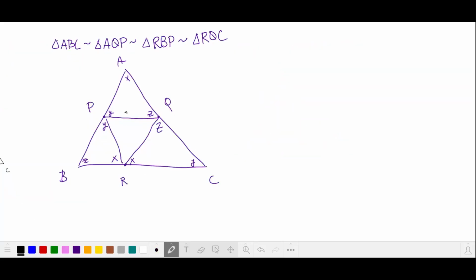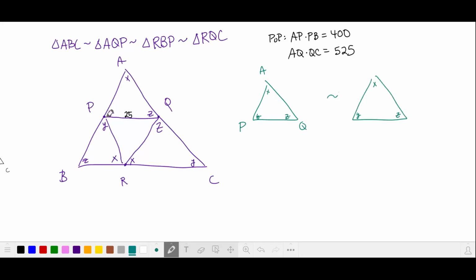From the problem statement, we already have that this length is 25. And from our earlier power of a point, we have these products. Since we have AP and PB in our first power of a point equation, let's compare similar triangles APQ and the triangle with PB, RPB. We'll use these two sides of the triangle on the left, AP and PQ, and the corresponding sides, PR and PB, of the triangle on the right. And we'll solve for PR.